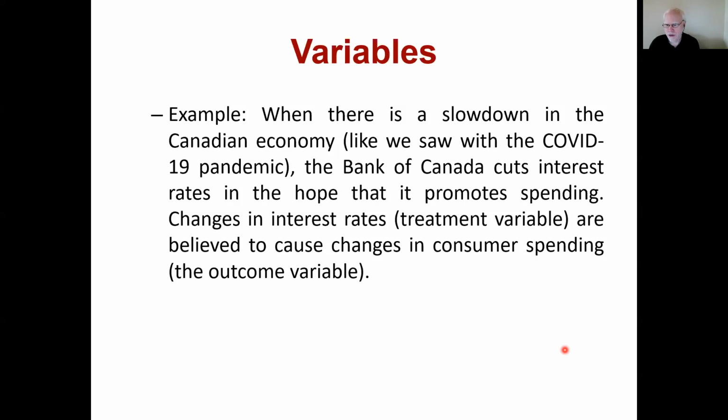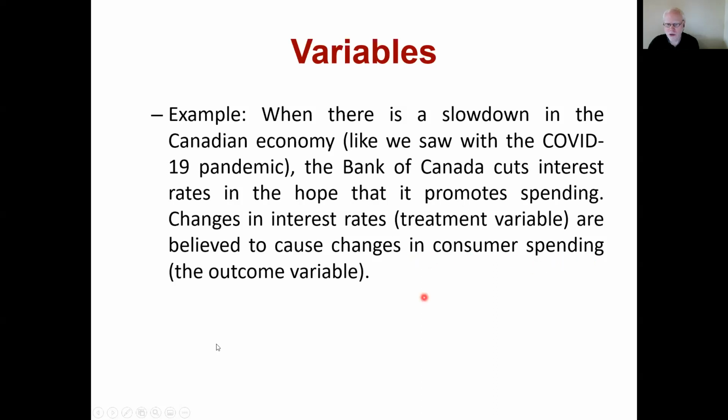So they're operating on kind of the assumption that interest rates are related to or cause changes in spending. So if we look at the two variables in here, we have change in interest rate, which is the treatment variable or independent variable, believed to cause changes in consumer spending, the outcome variable. Or changes in interest rate, the independent or explanatory variable, are believed to change outcomes in spending, the explained or dependent variable. So the level of interest rates is believed to cause the level of consumer spending.